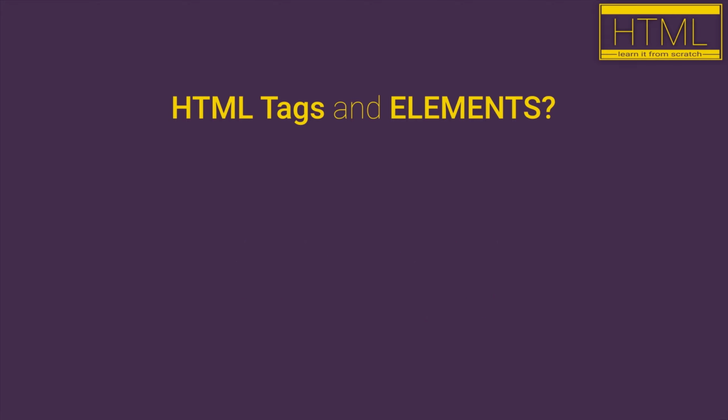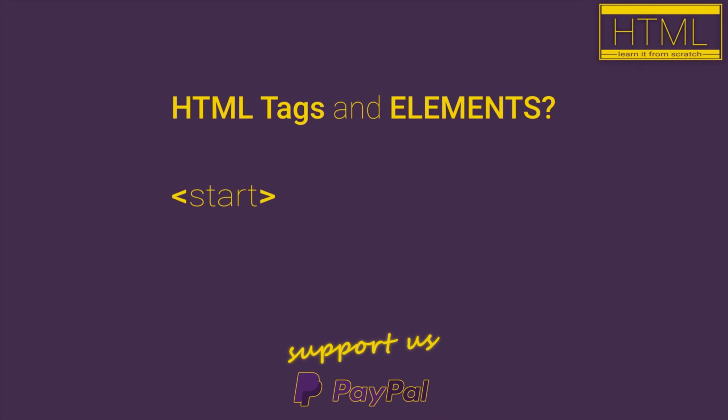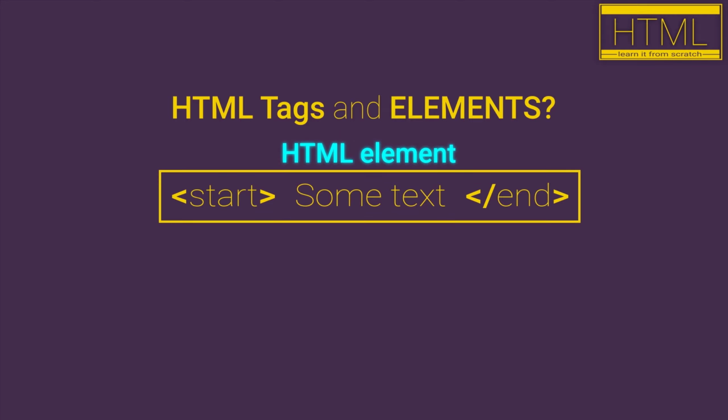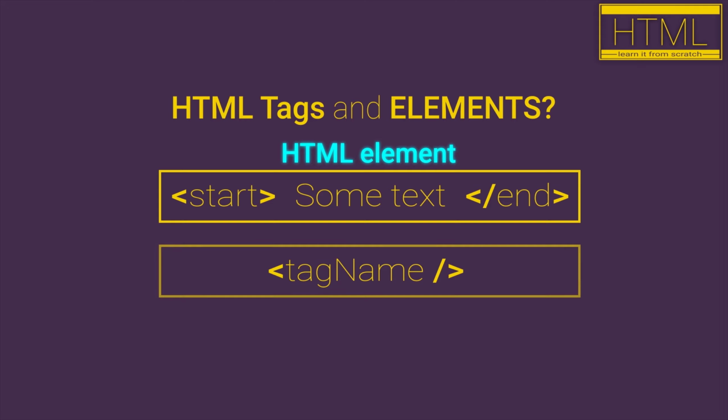And what are HTML elements? If we have a start HTML tag, then some content, and an end HTML tag, this is actually an HTML element. We also have one more type of HTML element. We have an HTML element that contains only one tag with a slash at the end, and this HTML element is known as an empty HTML element or self-closing.